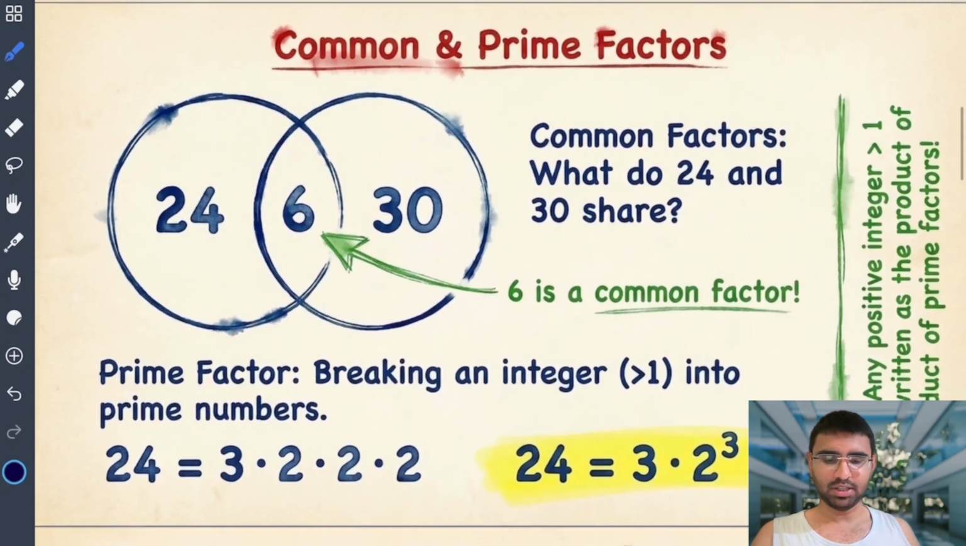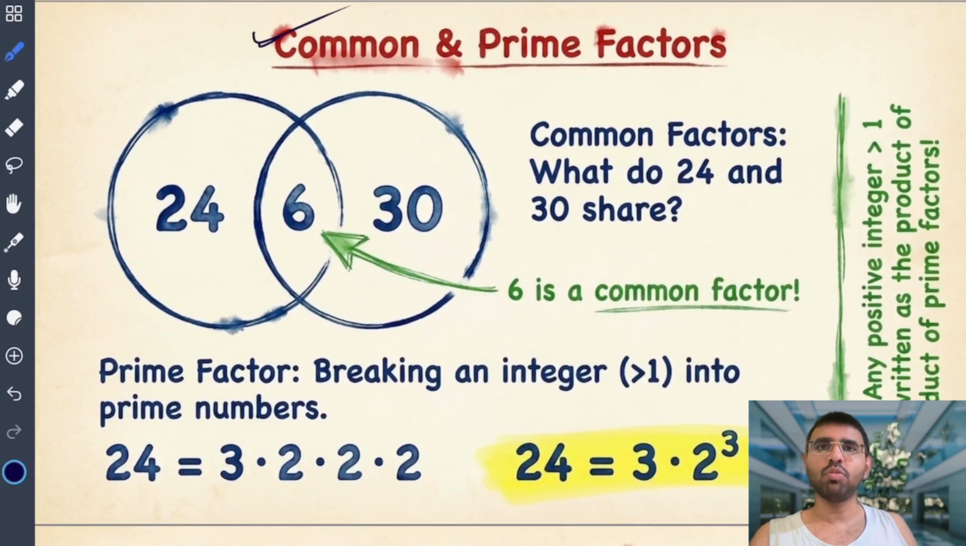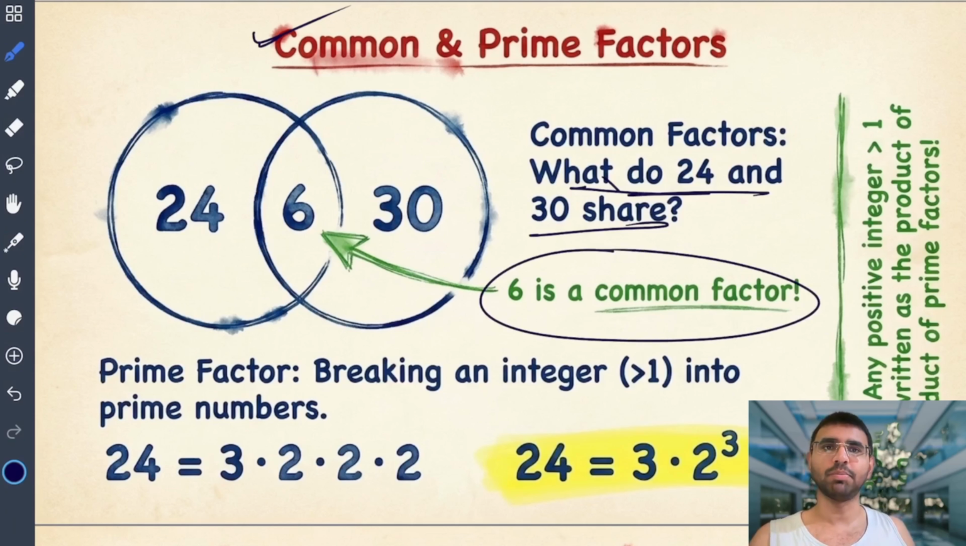Coming to some other topic, which is common and prime factors. Common means something is similar between them. So for example, what do 24 and 30 share? They both share 6 as a common factor because 24 is divisible by 6 and 30 is divisible by 6 also. So 6 is the common factor for both of them.